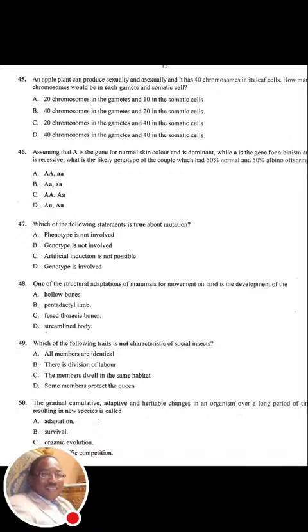Then, number 46: assuming that capital letter A is the gene for normal skin color and is dominant, while small letter a is the gene for albinism and is recessive, what is the likely genotype of the couple which had 50 normal and 50 albino offspring? Here, you are going to do what is called a test cross. That means you use capital A and small a as the gene, and you cross it with small a and small a. You'll notice that the parents that will produce this kind of offspring will be option B: big A, small a versus small a, small a.